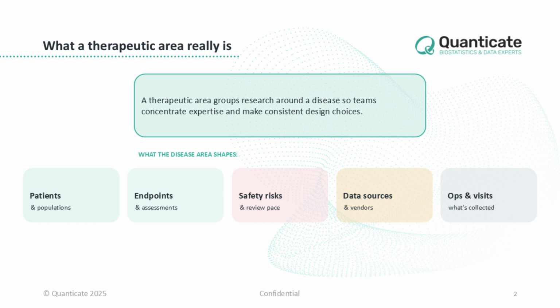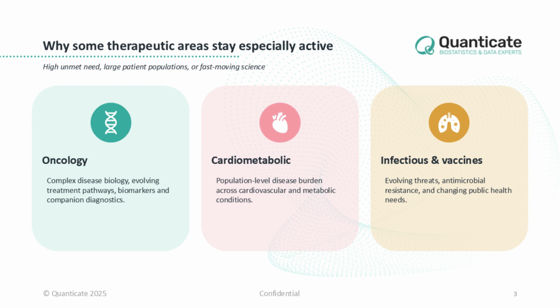It also affects operational planning, including what is collected at visits, what needs rapid review, and which specialist assessments or vendors may be required. Some therapeutic areas remain especially active because they reflect high unmet need, large patient populations, or fast-moving science. Oncology continues to be central because disease biology can be complex, treatment pathways are changing, and many programs rely on biomarkers or companion diagnostics.